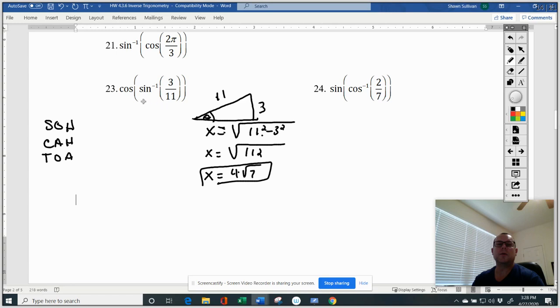Okay, so we used 3/11 to build this triangle. And so now what we're really looking for is cosine of theta. We're taking the cosine of this triangle that we just built. And we know that cosine is adjacent over hypotenuse. So this would be 4 square roots of 7 over 11. And that's our answer. We're going to do something similar over here. We're going to build this triangle.